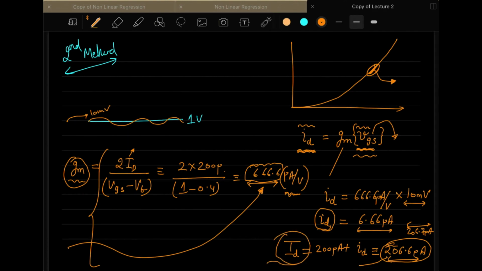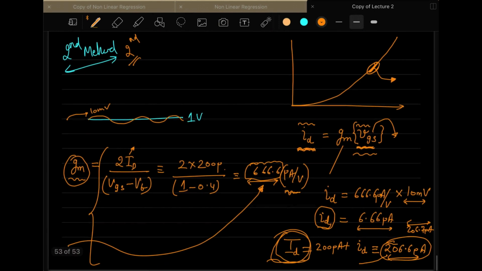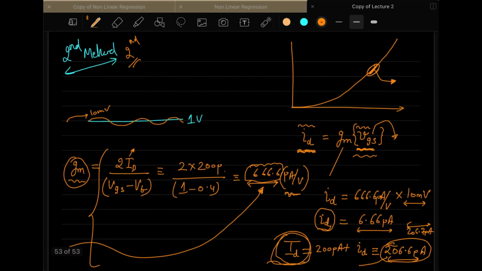If this is your new ID, then you can easily calculate the change in delta VD using the equation I calculated here. So is the first method easy, or is the second method easy? The second one is easy, because you never calculated anything. You solved it using the small signal equivalents.